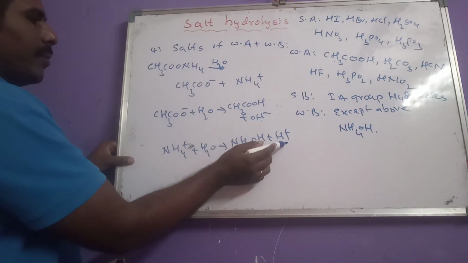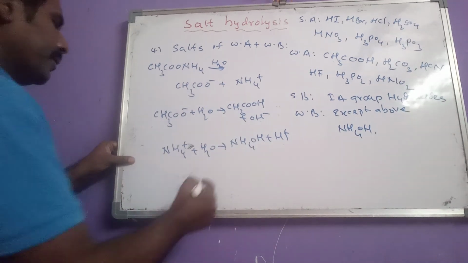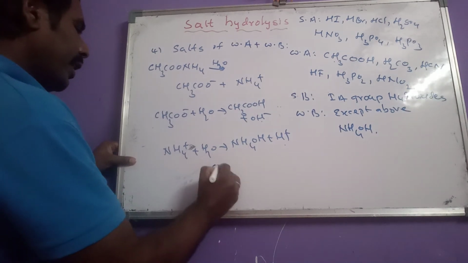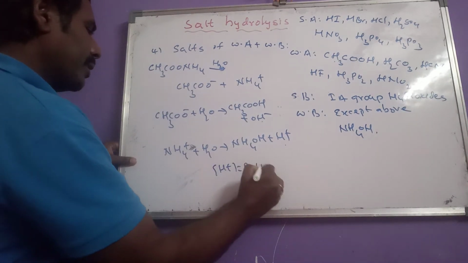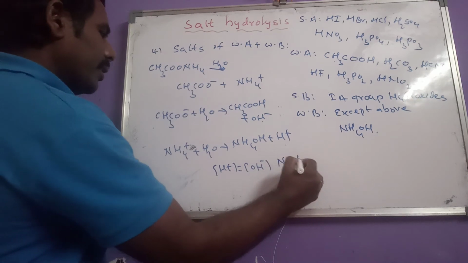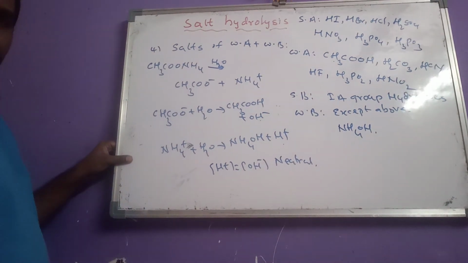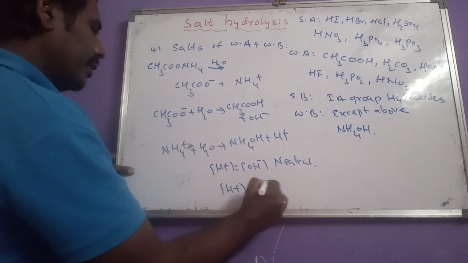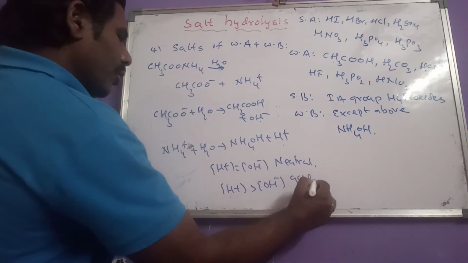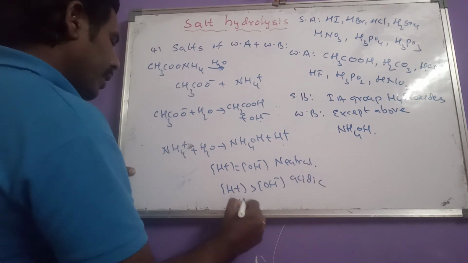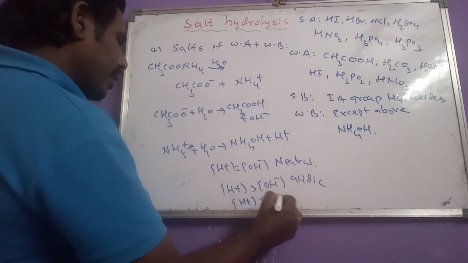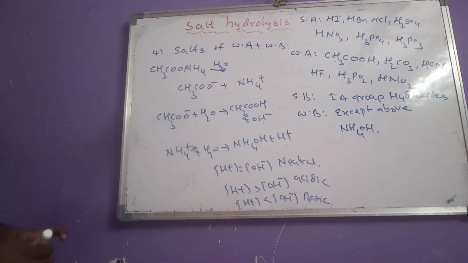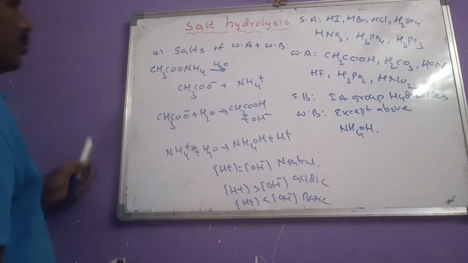As both OH minus and H plus ions are formed, how do we determine the nature of the solution? See here. If the H plus and OH minus concentrations are equal, the aqueous solution of that salt has neutral nature. If the H plus concentration is greater than OH minus, that solution has acidic nature. If the H plus concentration is less than the OH minus concentration, this solution has basic nature. So like that we have to determine.